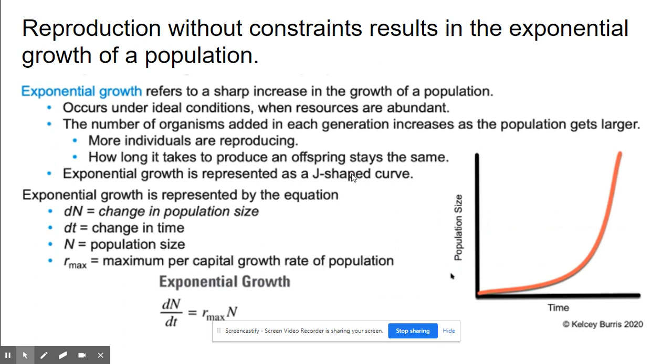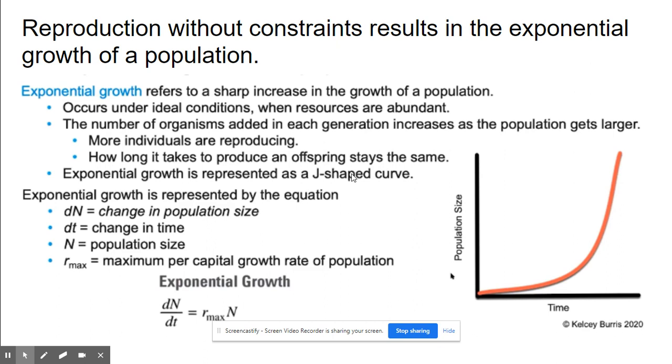Exponential growth is really what we're talking about when we see a sharp increase in the growth of a population. And this is only going to occur under ideal conditions when those resources we were talking about are very abundant. It's when we have lots of energy available to that particular population. The number of organisms added in each generation increases as the population size gets larger. So we see that more individuals are reproducing, and how long it takes to produce an offspring is going to stay the same.